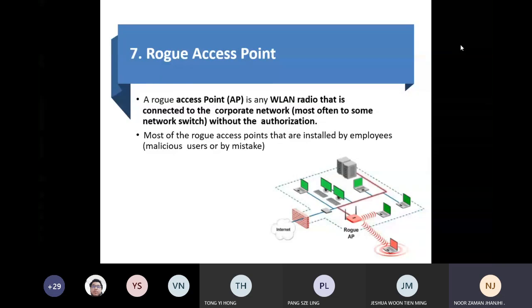Most of the time, this type of attack happens by what we call employees who are inside. This is also what we call an inside attack. So you can see that's why we mentioned that most of the rogue access points are installed by employees or malicious users. Sometimes it happens by mistake as well. But this is the most dangerous type of hacking mechanism.